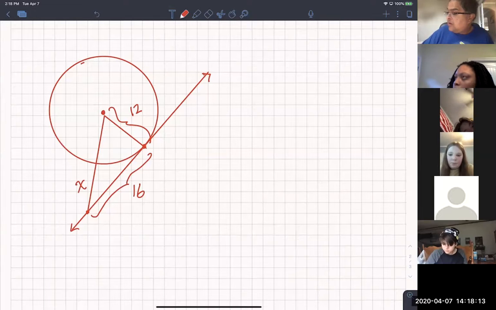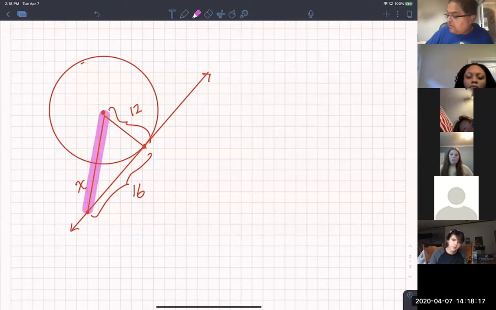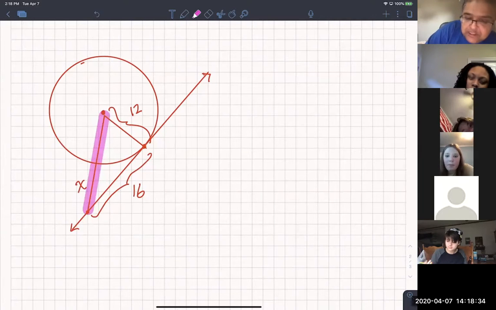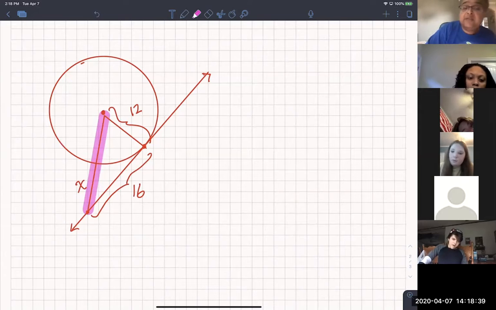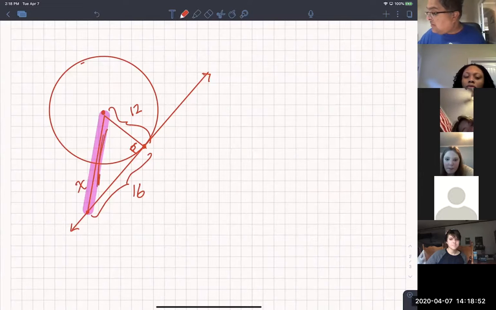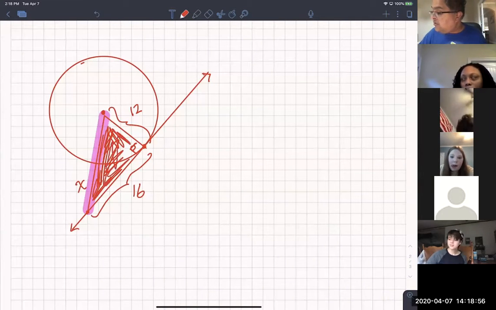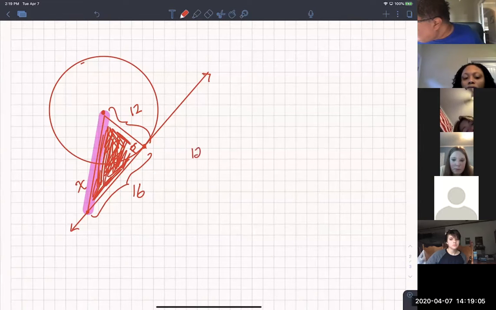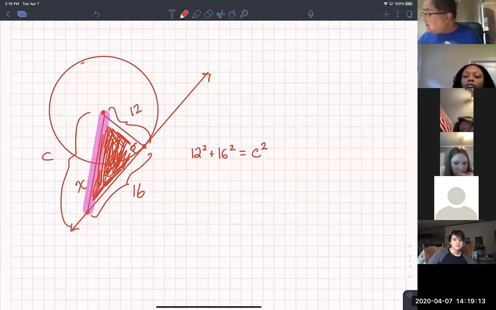So question, got a suggestion. What is this length right here? What would that entire length be? 12 plus x, but what is it? How can I figure out what the actual measurement is? I know I have enough information to figure out what that length is. Because what type of angle is this right here? What's the measurement of this angle? 90 degrees. So what type of triangle am I dealing with here? A right triangle. Okay, so how can I use my knowledge of right triangles to find what that whole line segment is? 12 squared plus 16 squared equals x squared. Not x squared, but the whole thing. So say c.